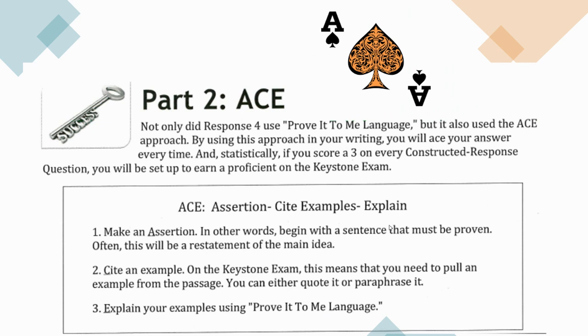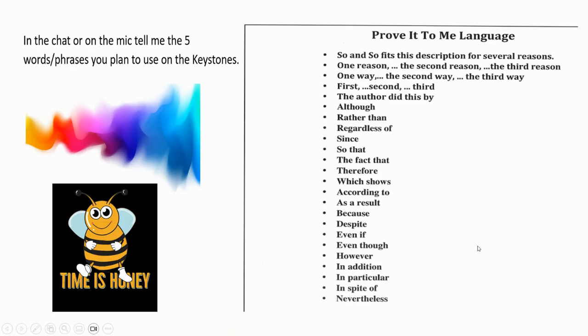Then for C in ACE, you are citing an example. On the Keystone exam, this means that you'll pull an example from the passage. You can either quote it or paraphrase it. And then E in ACE is to explain your example using that prove it to me language that we just looked at.